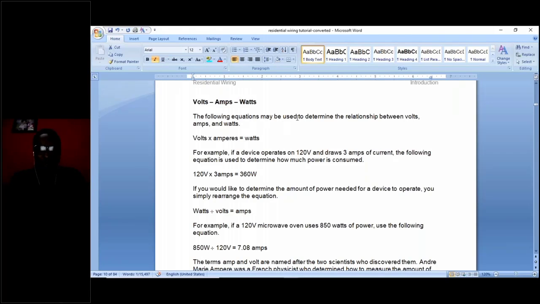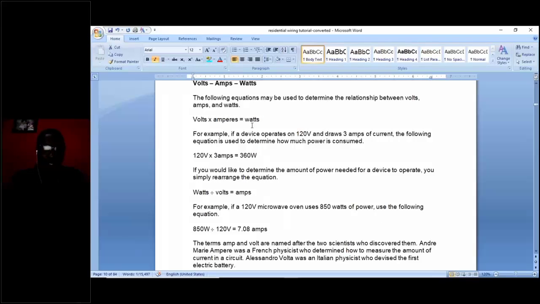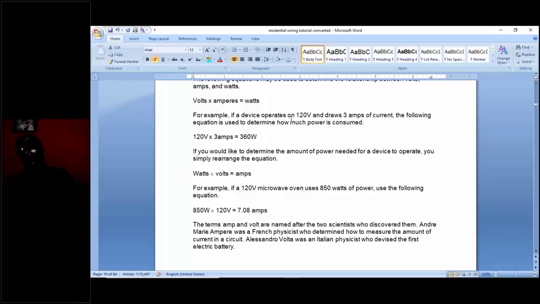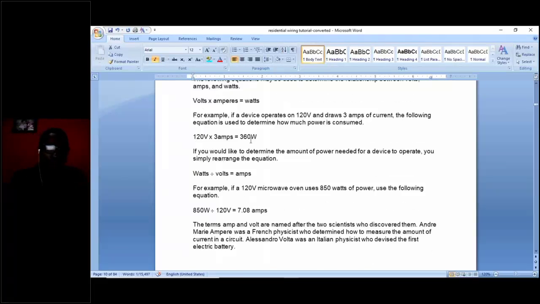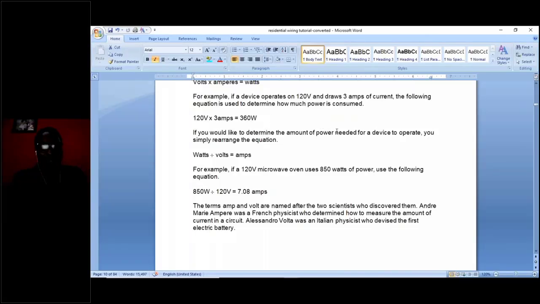The following equation may be used to determine the relationship between your volt, your amp, and the current: your volt multiplied by your current equals watt. That means your power is your volt multiplied by your current. For example, if a device operates on 120 volts and draws 3 amps of current, the following equation is used to determine how much power is consumed. Just multiply your voltage by your current and that gives us 360 watts.